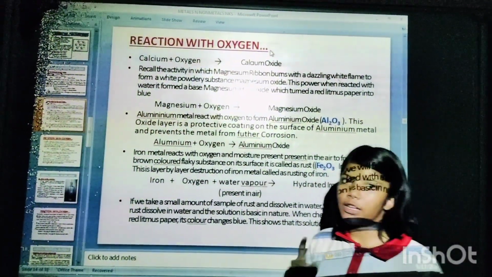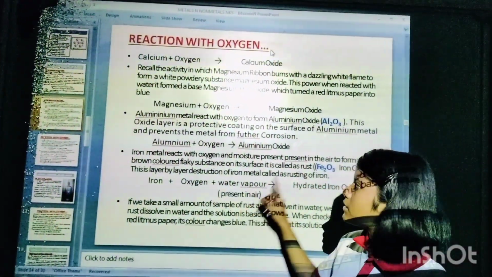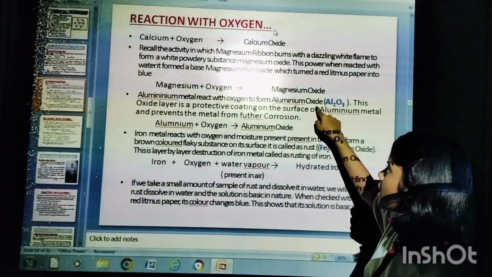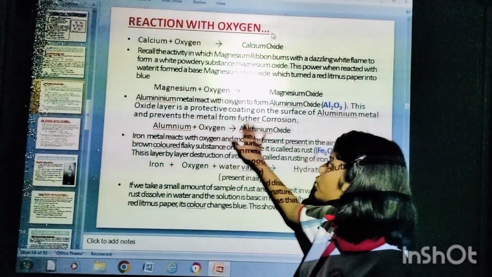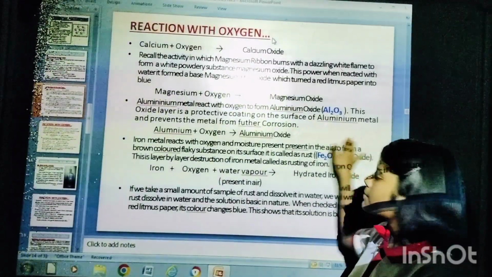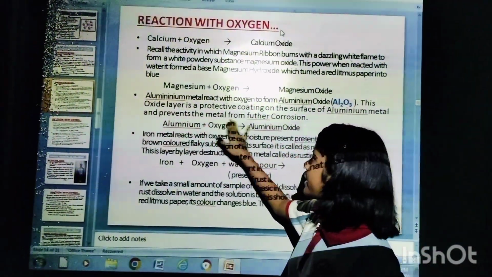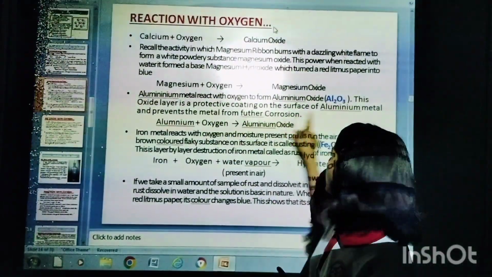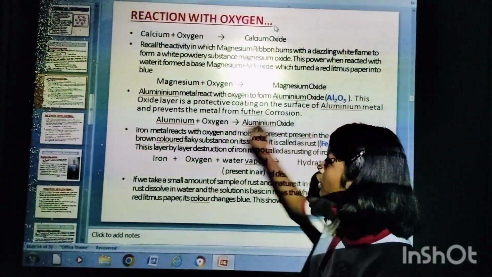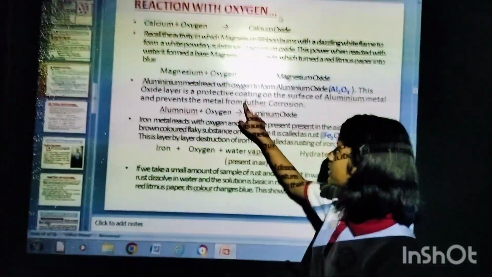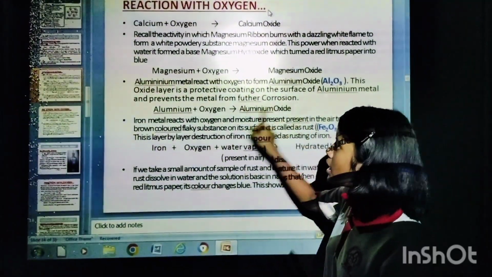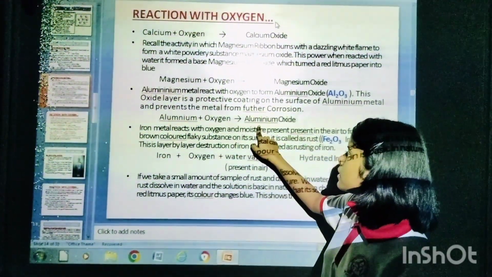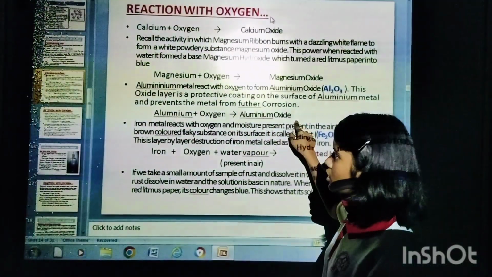So we have aluminium metal, right? On aluminium metals, the aluminium oxide forms a layer that protects the metal and prevents it from further corrosion. So aluminium combined with oxygen results in aluminium oxide.